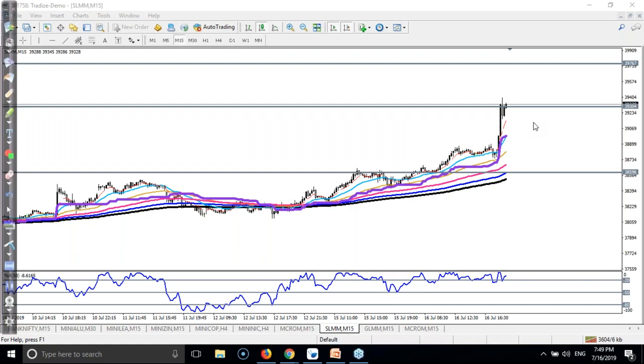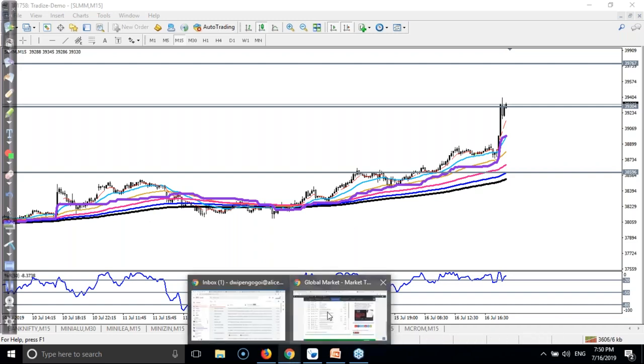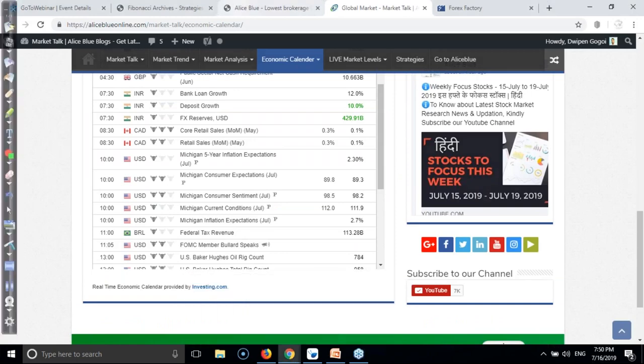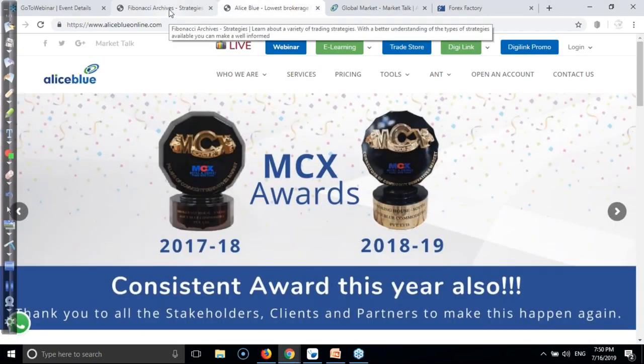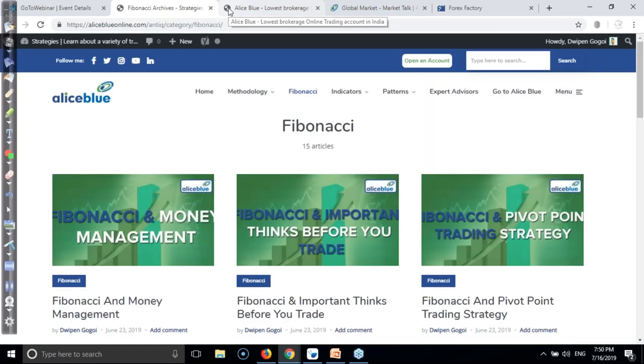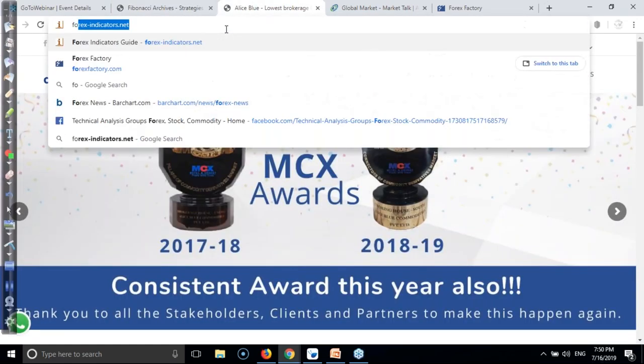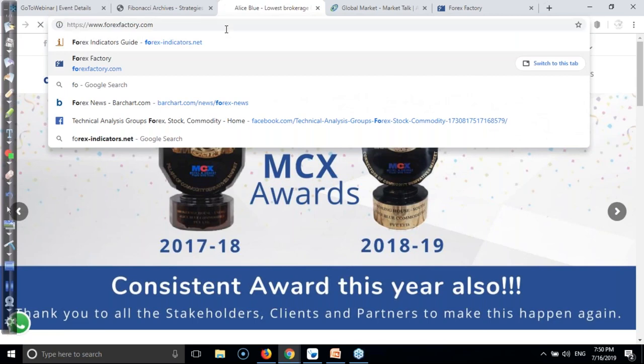Today's inventory position, which side do we expect? Okay, let me check the inventory and what it is confirming, because mostly I use technical analysis. Let me show you the inventory. We can go to Forex Factory.